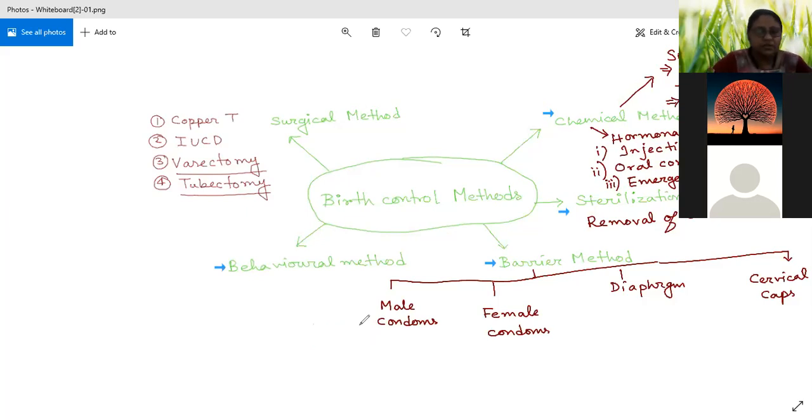Let us talk about the second method, that is female condoms. What are female condoms? These are less frequently discussed. Generally, they are made up of polyurethane. So they are a polyurethane loose sheath.